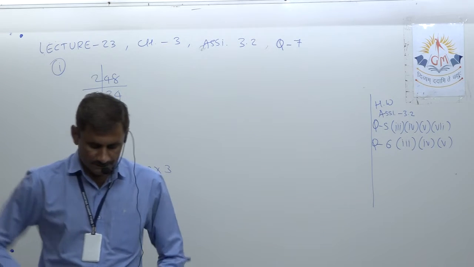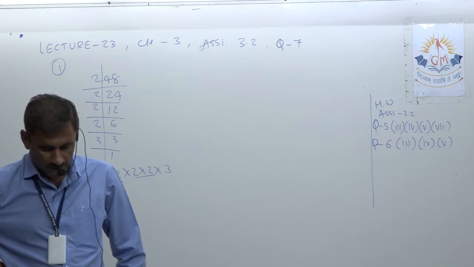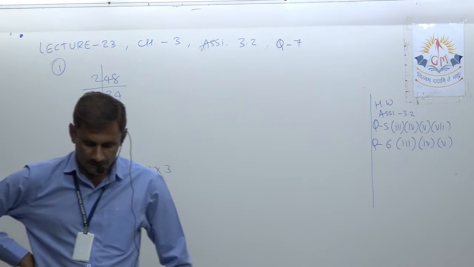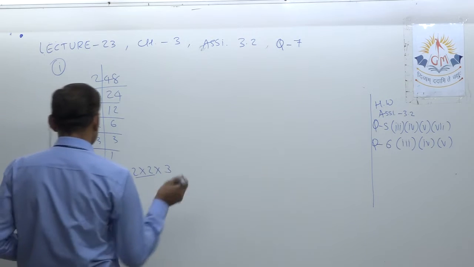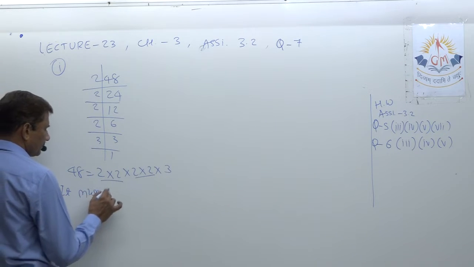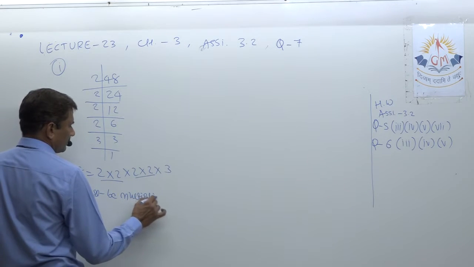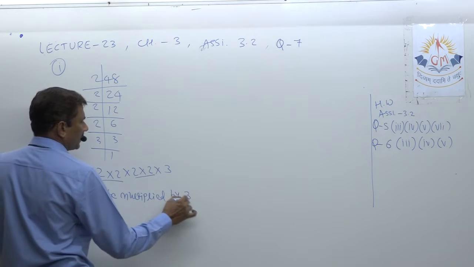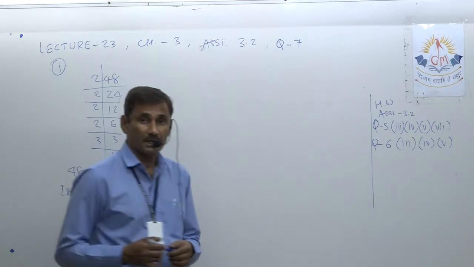They are asking us to find the smallest number by which each of the following numbers must be multiplied so that the product becomes a perfect square. So write down, it must be multiplied by 3. Why? Because one 3 is needed there to complete the pair.